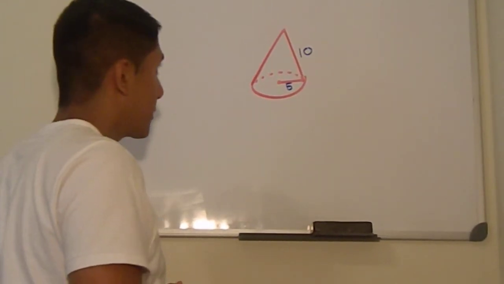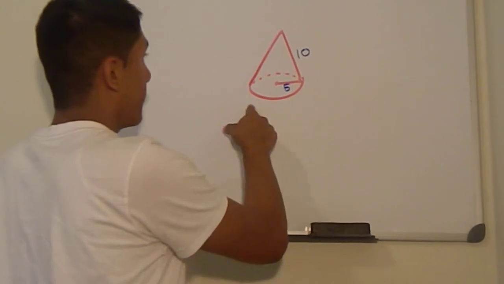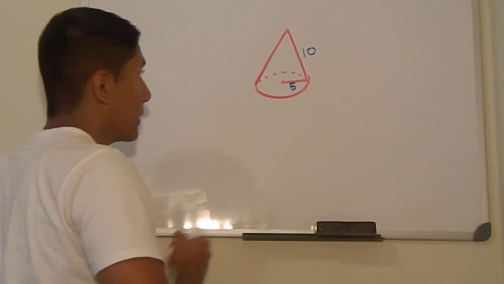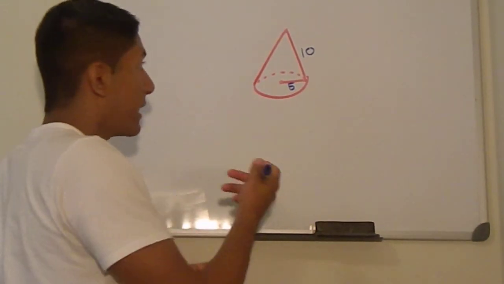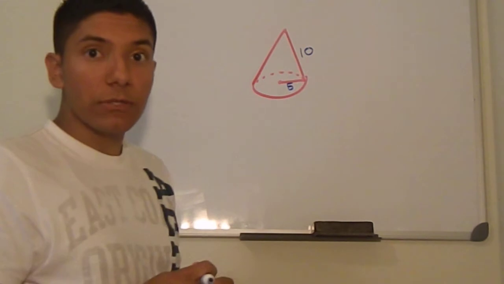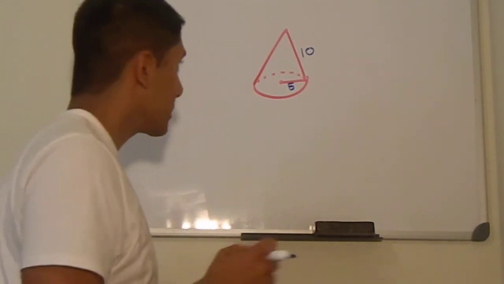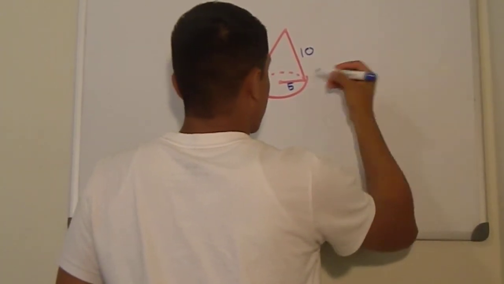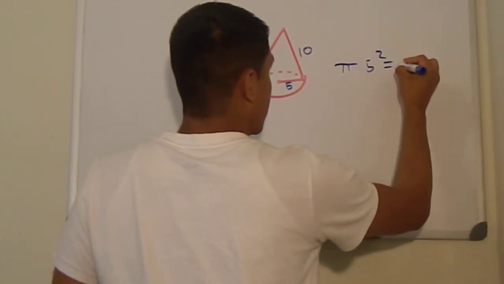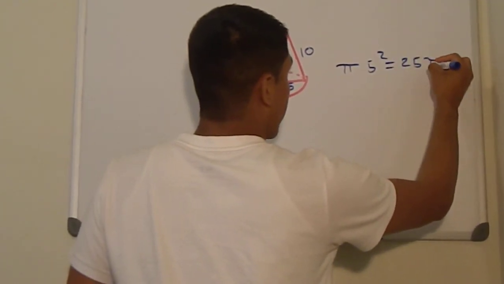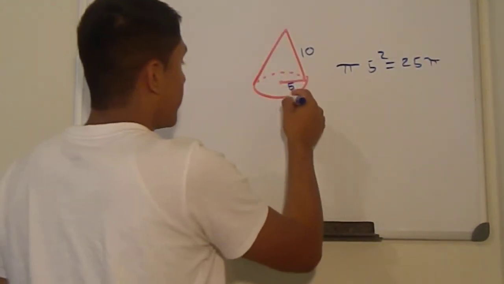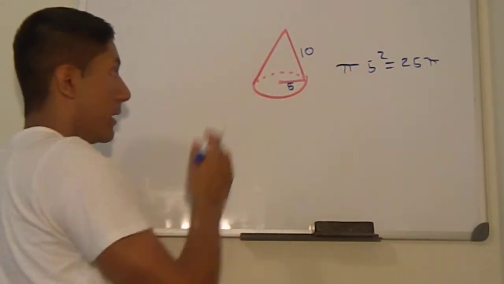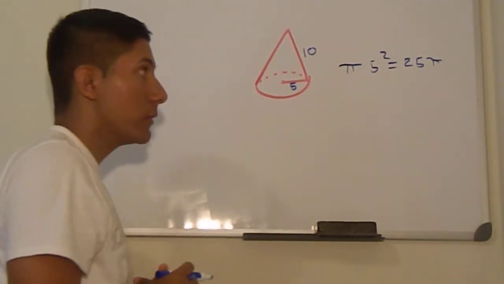So for this figure, we simply have the bottom face, which is a circle, and that's just pi r squared. If you want a derivation for that, I have a video on that. Check it out. So pi r squared, which would be 5 squared, which would equal 25 pi. So then that's the area of the bottom circle. Now the tricky part comes when trying to figure out the surface area of the actual, I guess you could call it, the cone.